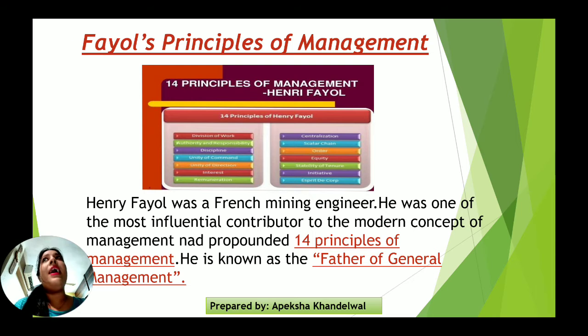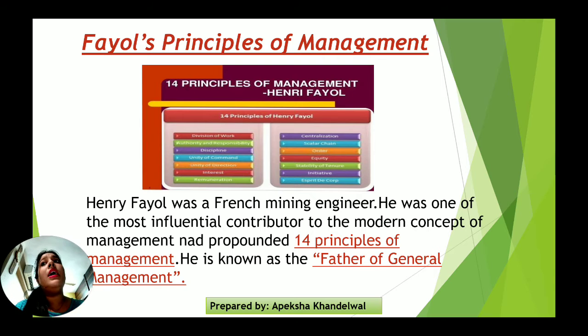Now see, students, Frederick Taylor gave certain principles which were totally on the basis of scientific management, right? He gave approximately 4 principles, and along with those 4 principles, he had also given certain techniques. In the same way, Henri Fayol was another theorist. He had also given certain principles, and there were 14 principles given by Henri Fayol.